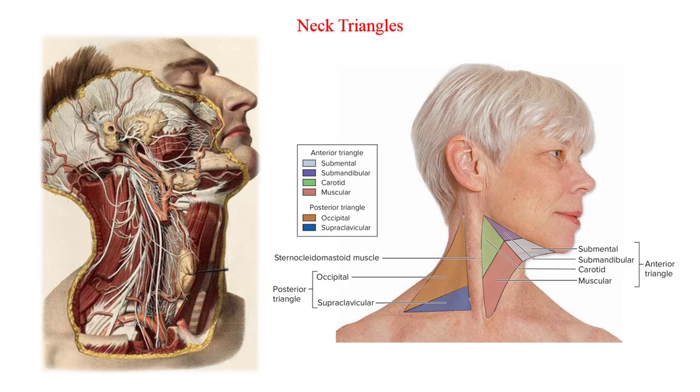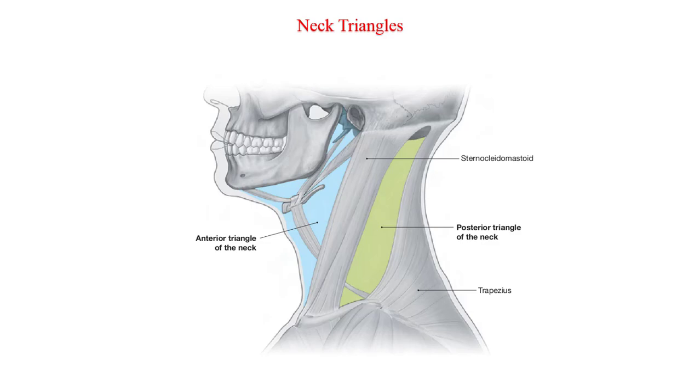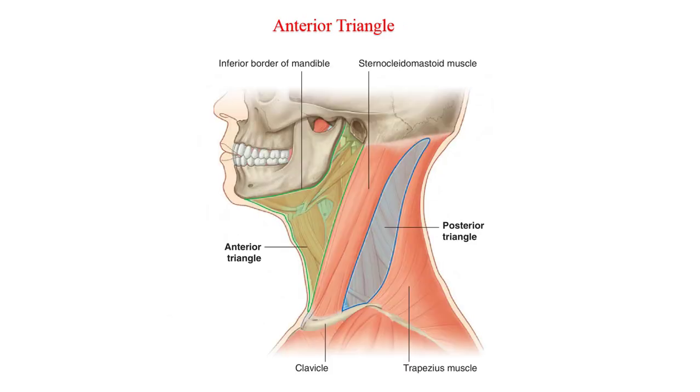these triangles. The triangles of the neck can be divided into two main groups, the anterior triangle and the posterior triangle, where the point of division is the sternocleidomastoid muscle, which is the big muscle that bulges out when you turn your head from side to side. We'll first discuss the anterior triangle of the neck.